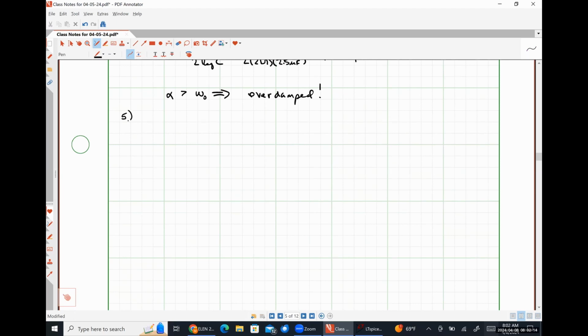So step number 1, just to recap, was analyze the circuit at t is equal to 0 minus. Step number 2 was analyze the circuit at t is equal to 0 plus. Step number 3, analyze the circuit at t is equal to infinity. Step 4 was determine what type of response the system had, whether it was overdamped, critically damped, or underdamped. And now we're on step 5, which is collecting all of that information and figuring out what our voltage or current waveform of interest is going to be.